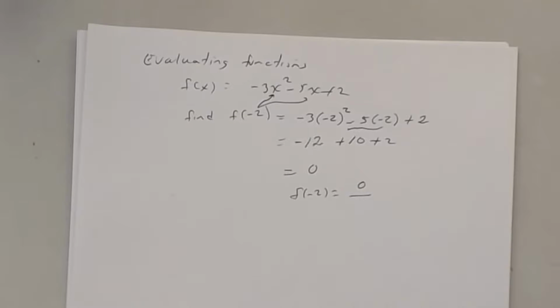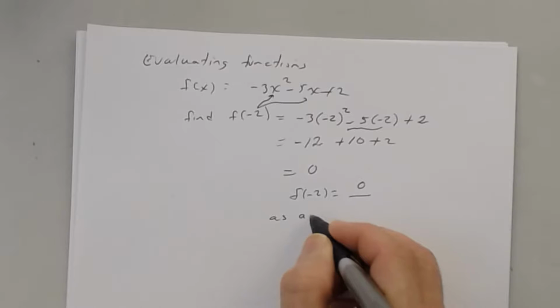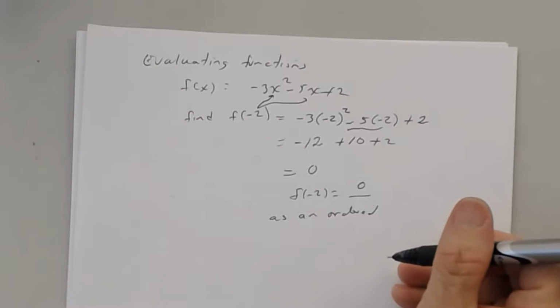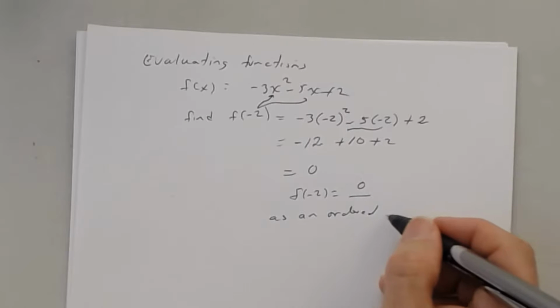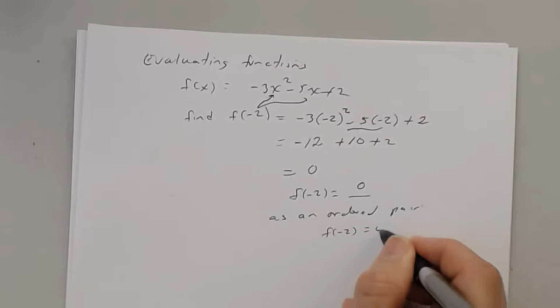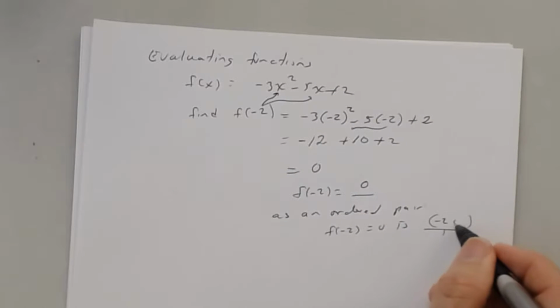All right. But as an ordered pair, basically what you found is this. In one of the worksheets they do ask you, what is this as an ordered pair? As an ordered pair, f of negative 2 equals 0 is what? Negative 2, 0. That's what you just found. So remember, you said when x is negative 2, the y value has to be 0. So that's your ordered pair.